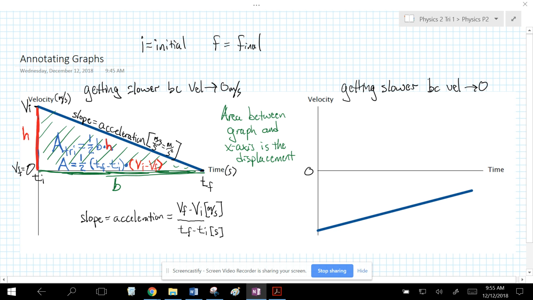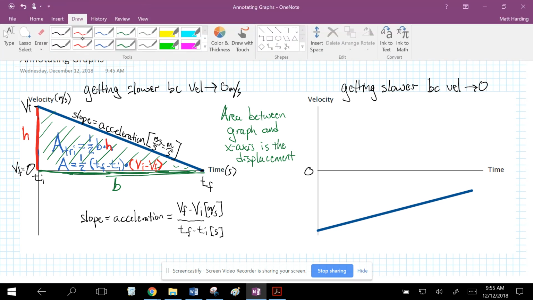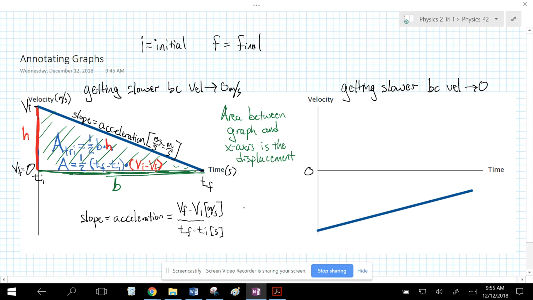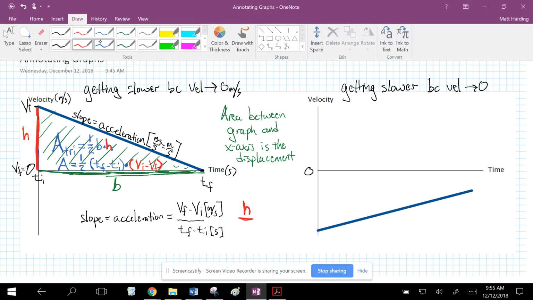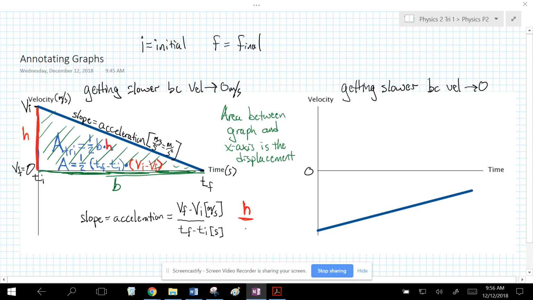So another way you might look at calculating the acceleration, I'm taking kind of the H, as it were, dividing it by the base. That's kind of what's happening there. That'll give me the slope.